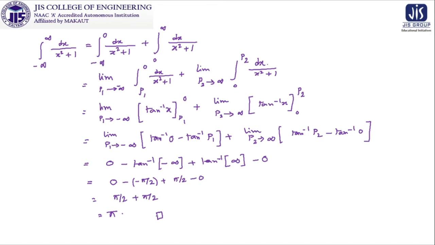Now moving to the next problem. Our problem is given as the integral from minus infinity to infinity of x e to the power minus x square dx, and we have to prove that it is equal to 0. We do not have to check whether it is convergent or not, because it is asked to prove it is 0, so obviously it will be convergent.